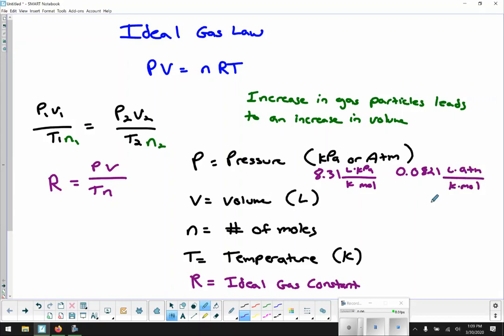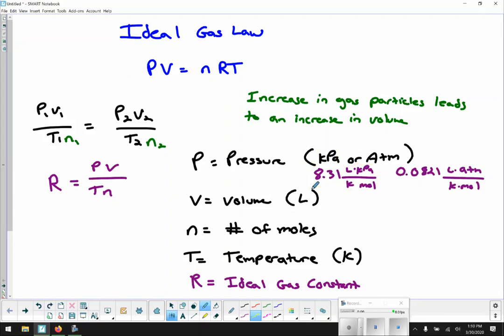Usually I'd have you guys memorize the kilopascals one. On tests and quizzes, I will probably just give you the kilopascals one. However, since we're doing online home stuff, it's not like you can't look it up. So be careful about what units of pressure you're using and use the appropriate R value to get your answer. So that's one thing to look out for.